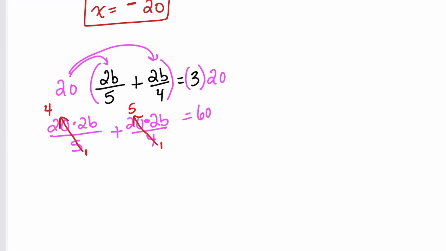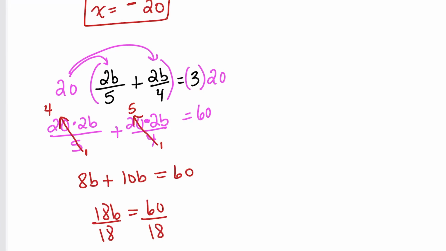So now it becomes 4 times 2b plus 5 times 2b. So now I can rewrite this as 8b plus 10b, and that's equal to 60. I got rid of my fractions. Woo! Now I just need to deal with this number. So 8 plus 10 will give me 18b, and that's going to be equal to 60. Divide by 18, divide by 18.